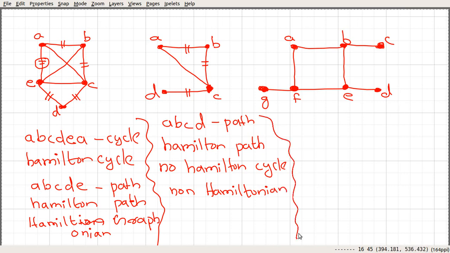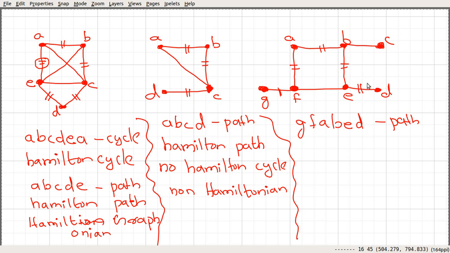So let's look into the third graph. Let's start from G, D, and if you use this edge you move to F, and if you use this edge you move to A, and if you use this edge you move to B, and from B suppose that you use this edge you move to E, and from E you move to D. So this corresponds to a path in this graph, but vertex C is missing, so it is not a Hamilton path.